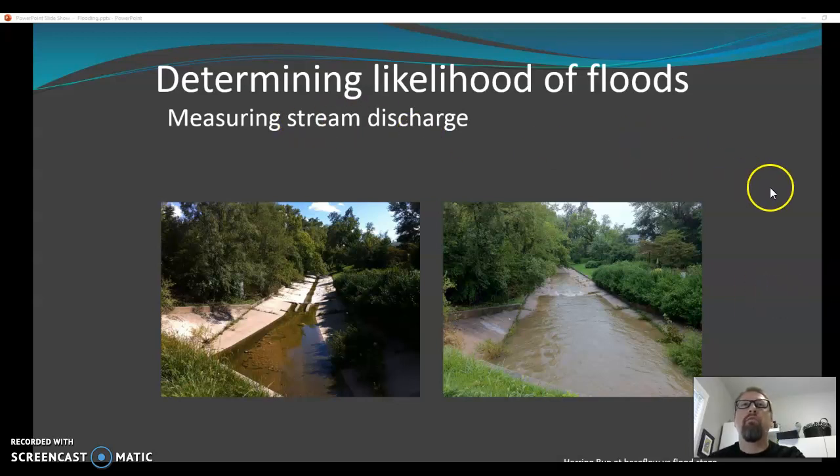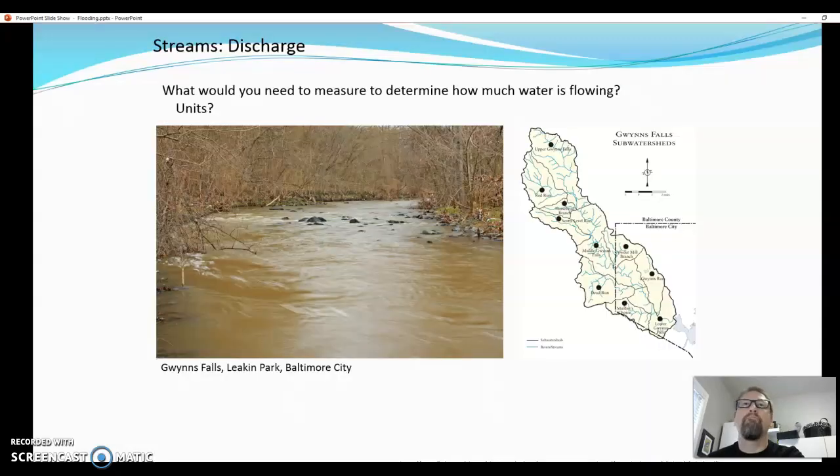To do that, we first will calculate stream discharge. And this is really the first part of the lab. So thinking about that, how would we be able to determine the discharge, or the amount of water that is flowing in a stream, and what would the units be? Give you a moment to think about that.